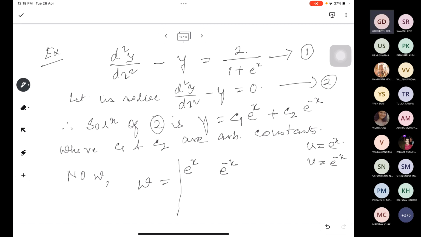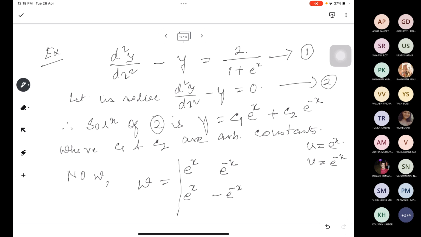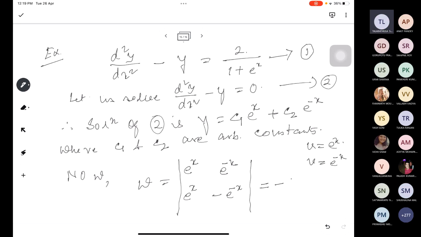e to the power of minus x, e to the power x and minus e to the power x, minus e to the power minus x. So we have this determinant. When you evaluate this determinant, what are you getting? This is equal to minus 2. Yes, minus 2. That is, this is not equal to 0.